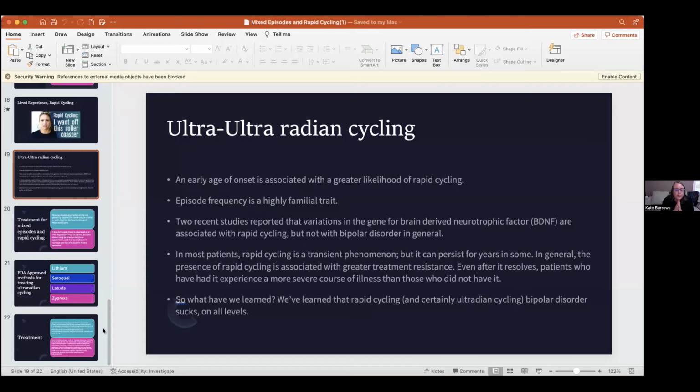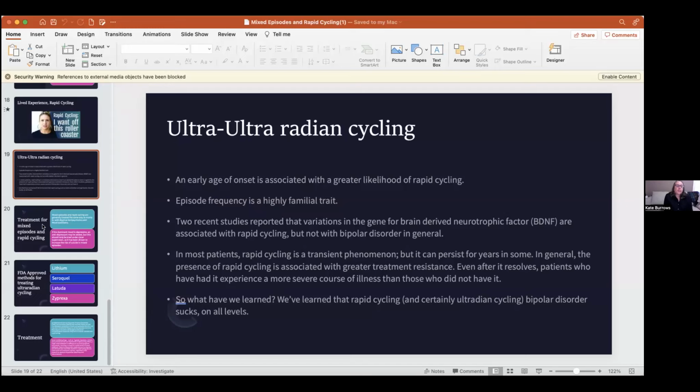So for most people with rapid cycling, it is transient. It doesn't last your entire life. What we just saw in that lived experience video is that the woman said, I have to deal with this every couple of years. So she's not dealing with it every year. Every couple of years she may experience rapid cycling. Rapid cycling, and certainly ultra radian rapid cycling, basically sucks on all levels.